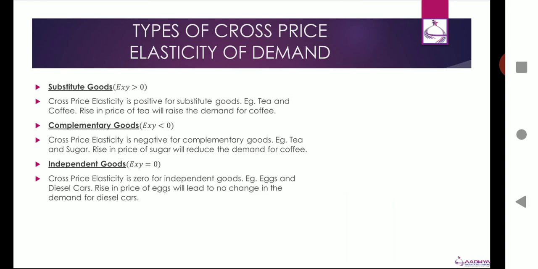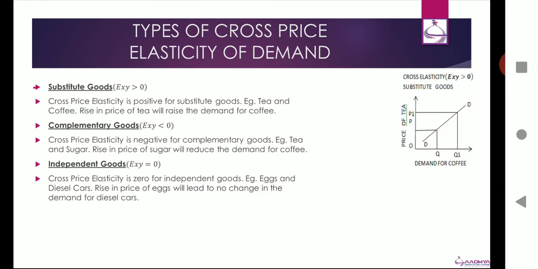And for independent goods, that is goods where there is no impact on the demand, we will have zero cross price elasticity, which means that a rise in price of X will have no impact on the demand for diesel cars because they are unrelated. But an increase in the price of sugar will reduce the demand for coffee because they are complementary goods, they are used together. Similarly, tea and coffee, a rise in price of tea will raise the demand for coffee.